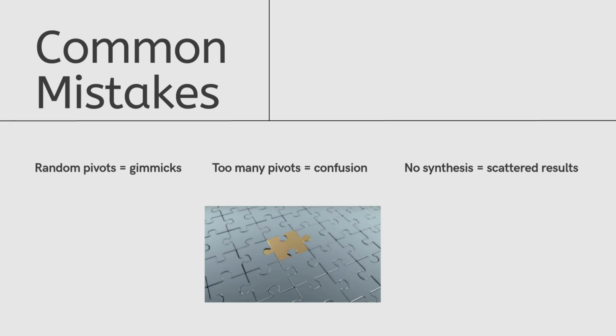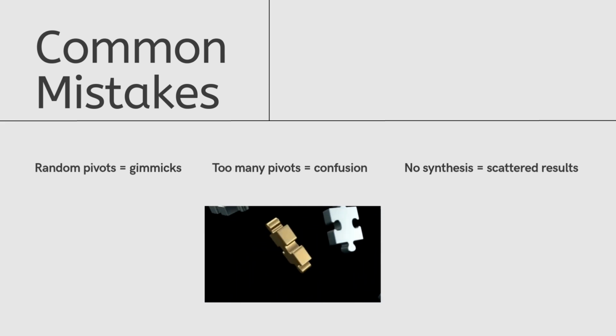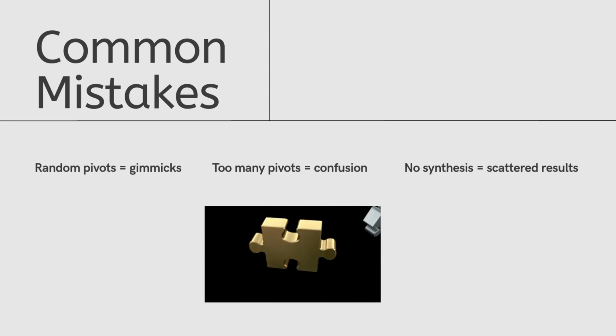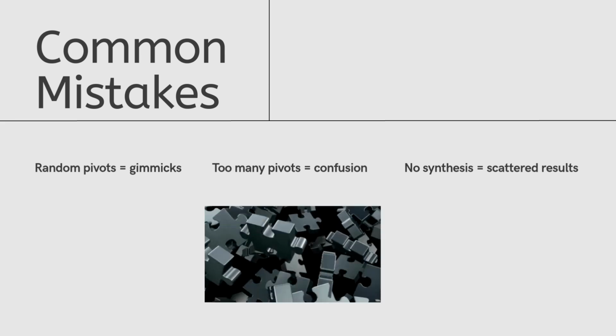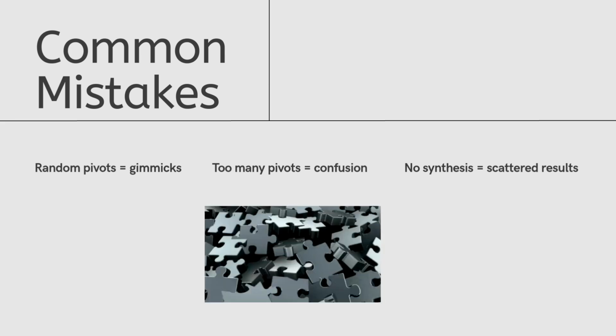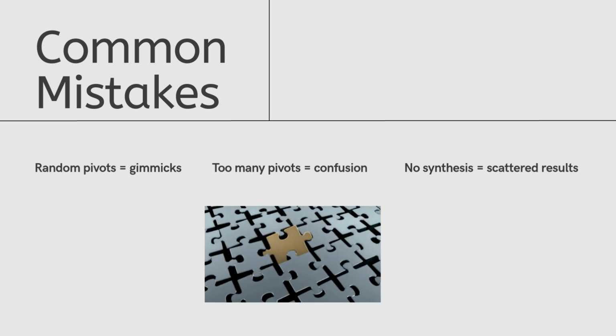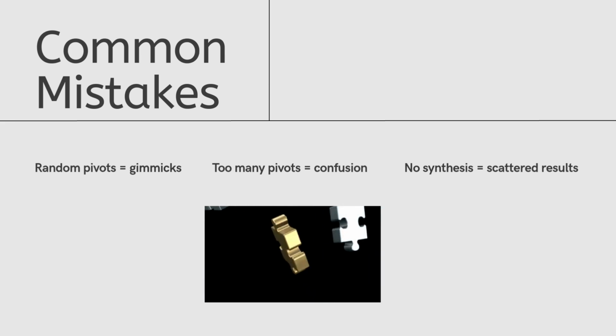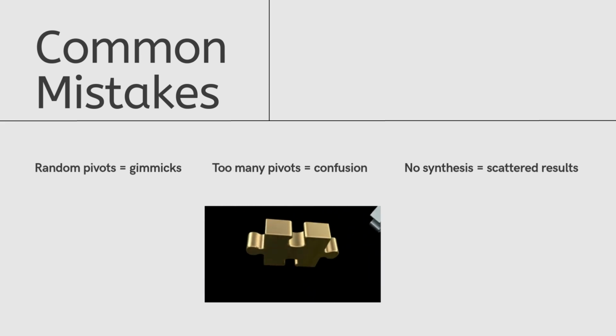The pitfalls of pivot prompting are easy to spot. Random pivots feel like gimmicks and add no value. Too many pivots leave both you and the AI confused. And if you don't pull the insights together, you're left with scattered fragments. Remember, the purpose of a pivot is clarity, perspective, not chaos.